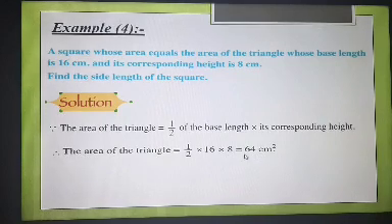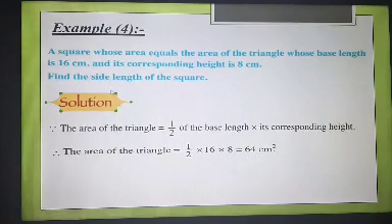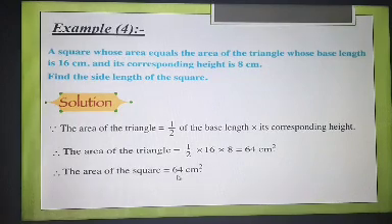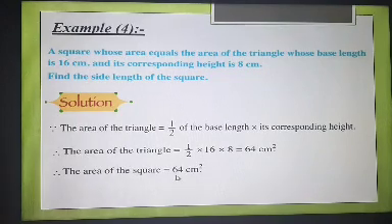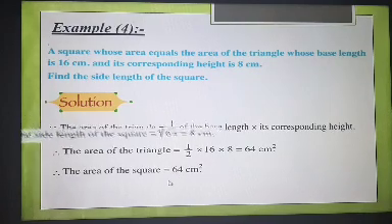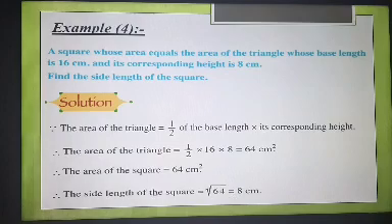أنا عندي البيز بكام؟ برافو 16 والهايت ب 8، فبالتالي يبقى الاريا بتاعت الترينجل هتبقى half by 16 by 8, it's 64. The area of the triangle it's the same area of the square, so the area of the square will be also كام؟ 64. Very good. طب this is the area. How we can get the side length from the area? We have to take the square root for the 64, so the side length of the square will be 8 centimeter.